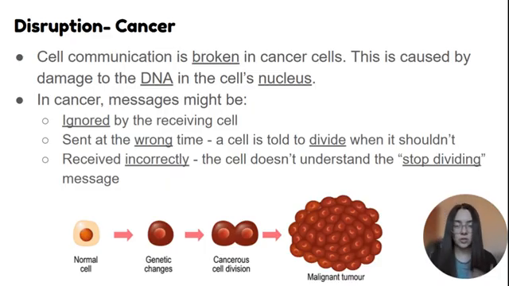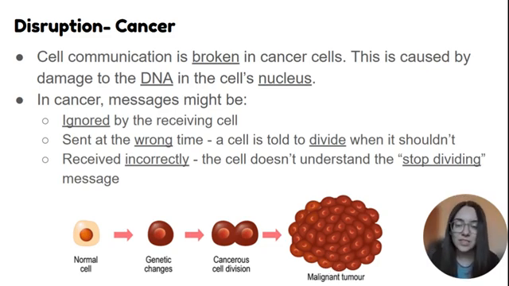Now, in cancer, messages can be misinterpreted in different ways. The message might be ignored by the receiving cell, so it's almost like it got left on read. Okay, it was ignored. The message could be sent at the wrong time, so a cell is told to divide when it really shouldn't divide. And so then we are making extra cells that we don't need. And that could, over time, cause a tumor to form. A tumor is a mass of cancer cells.